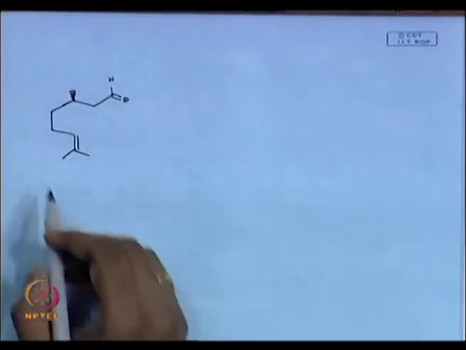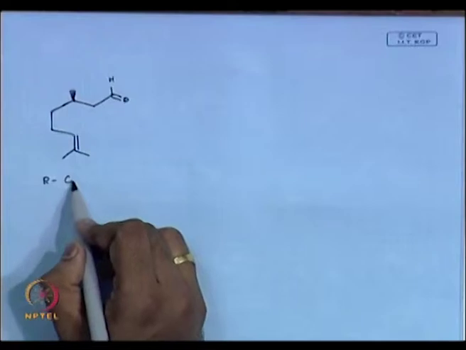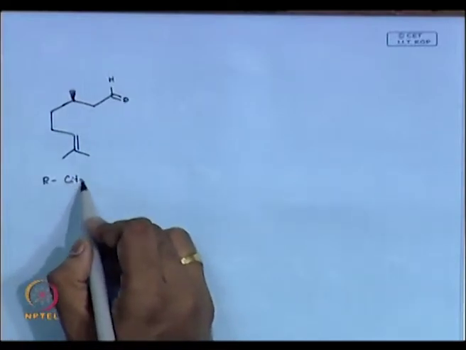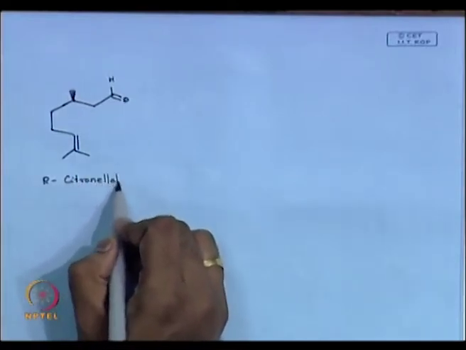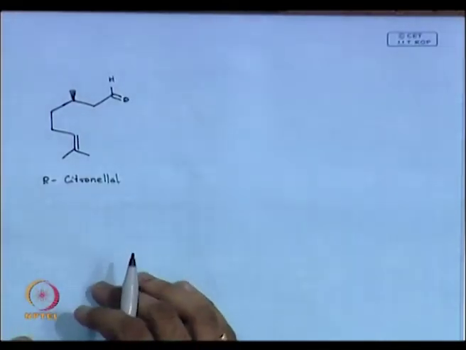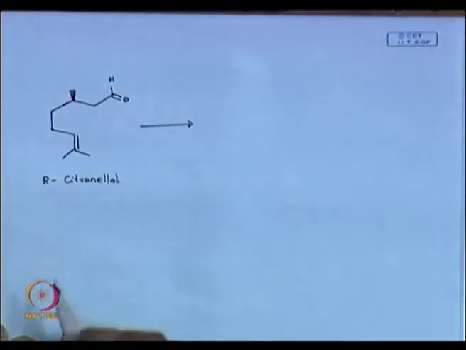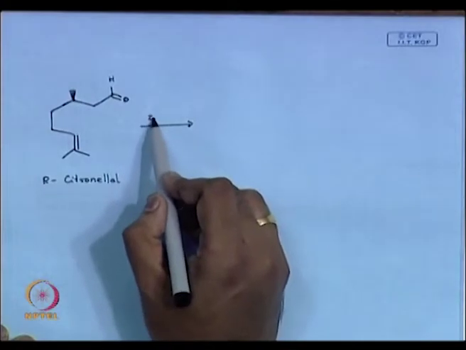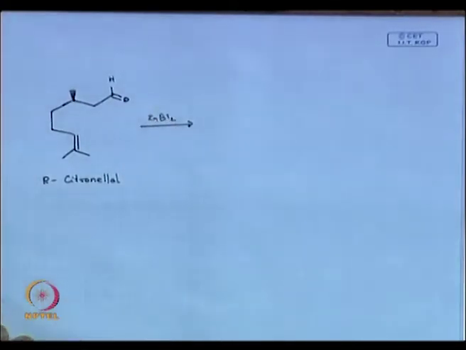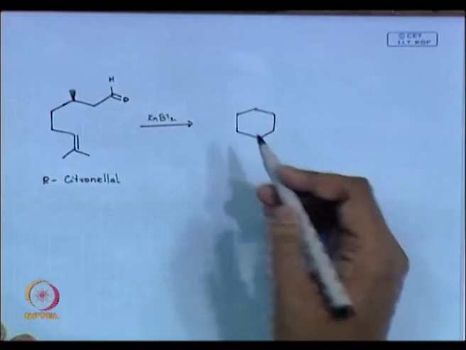What is this compound? R citronellal, right? Citronellal. Have an R citronellal, okay, and when you slightly warm this using zinc bromide, it undergoes a type of ene reaction. The mechanism we will study later. So, it just undergoes a nice ene reaction.